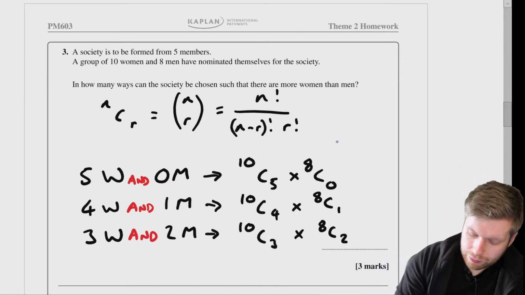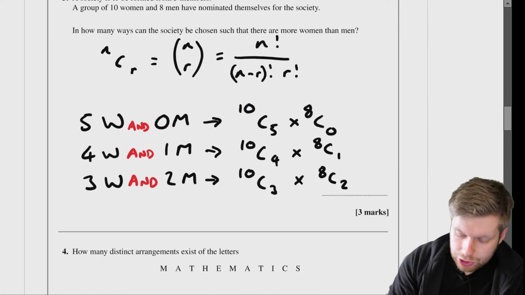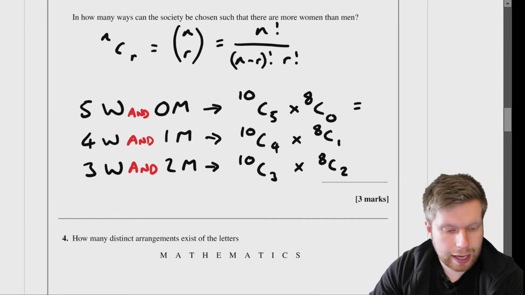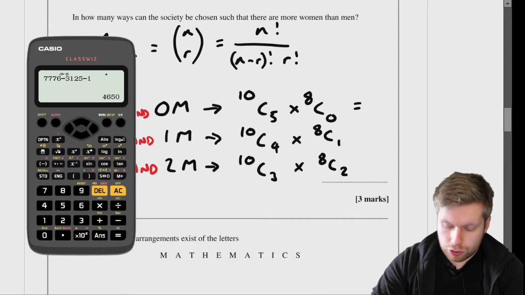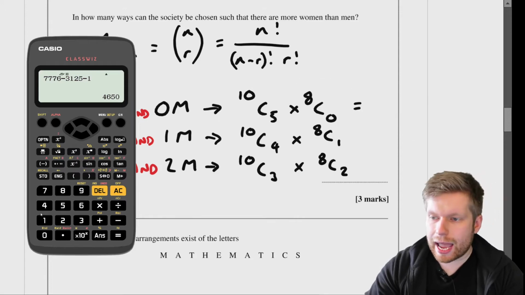Okay, and this is the number of ways of calculating each of those scenarios over here. Now, let's actually go through and calculate these in parts. So, I'm going to bring up my calculator to show you how we calculate this. So let's do the first one, which is going to be 10 choose 5 times 8 choose 0.